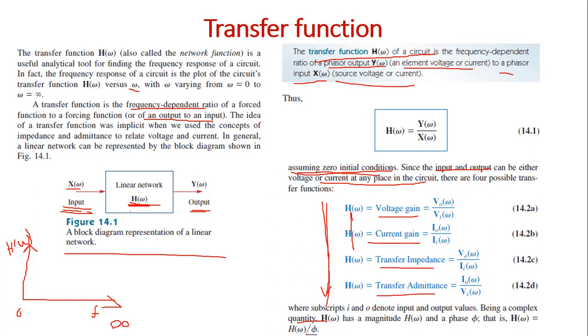We are talking about varying frequency circuits. Varying frequency obviously denotes the AC circuits. In AC circuits, we have two forms of representation. It is a complex quantity, so H of omega has a magnitude as well as phase. H of omega can be represented in phasor representation as H of omega angle phi. This is how we represent a transfer function.